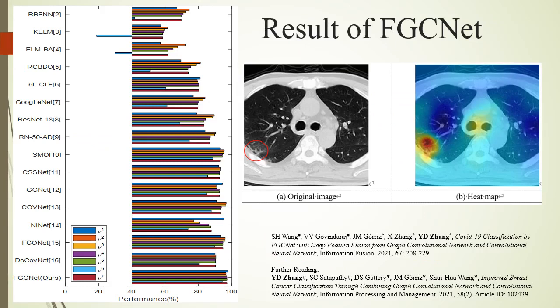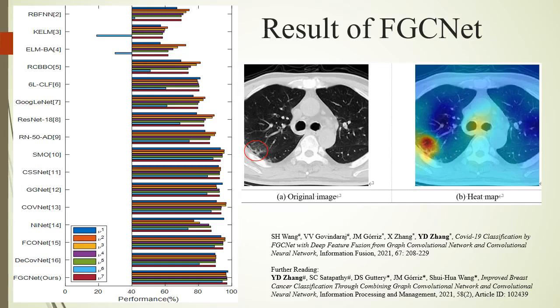The left picture shows the comparison of our FGCNet against all the state-of-the-art methods. Here we use in total 7 indicators. The definitions of all those 7 indicators can be found in the reference. And on the right, we use an explainable AI method to give the heat map of how the AI reads the chest CT images.